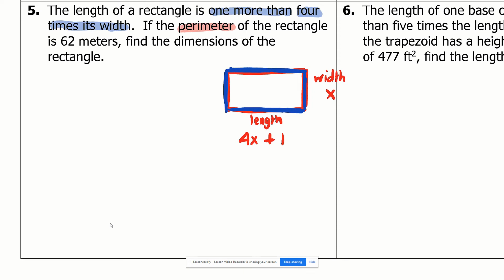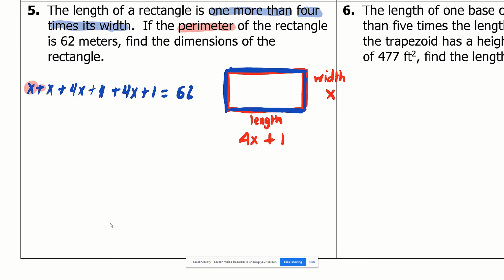So here's what I know. I know that x plus 4x plus 1 plus x plus 4x plus 1 all adds up to equal the 62. That's how you do perimeter. You add up all the sides. Now there's an equation, 2L plus 2W equals perimeter. And maybe you use that. It's the same thing.